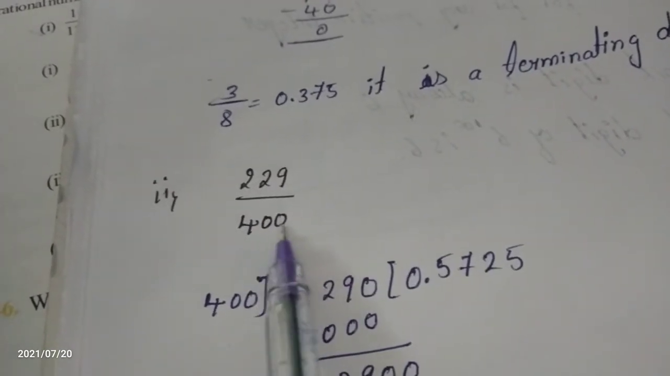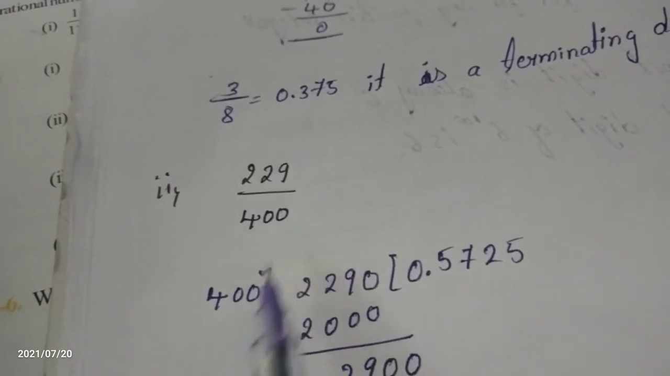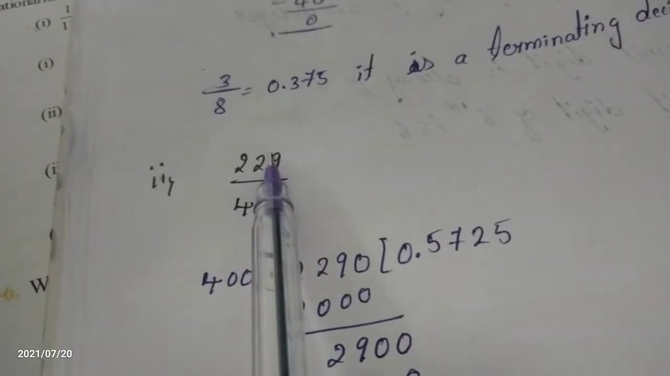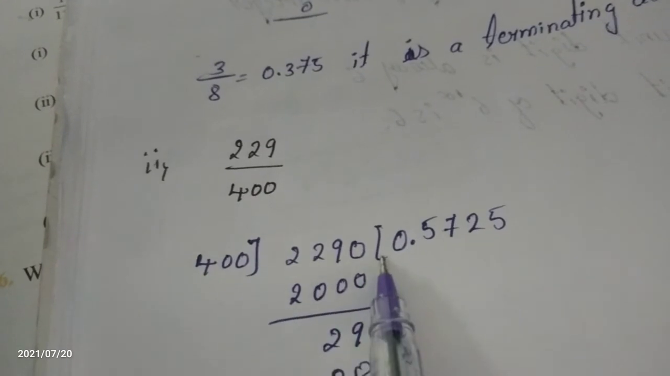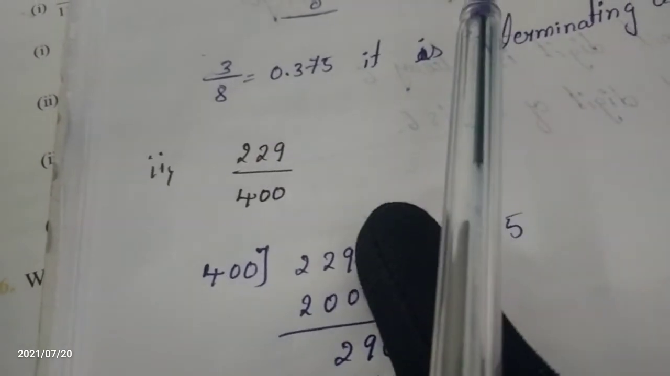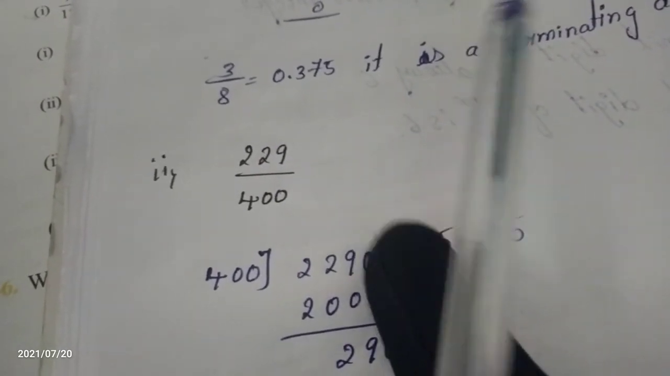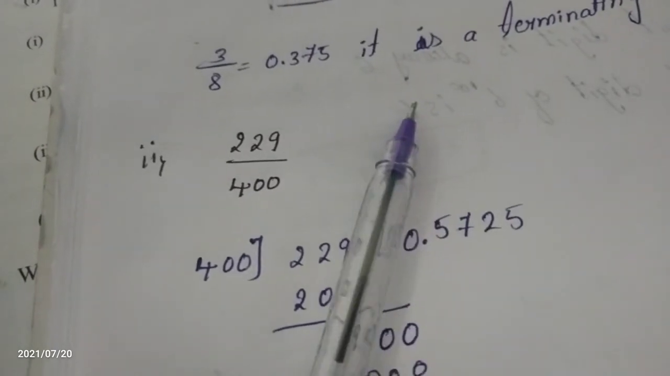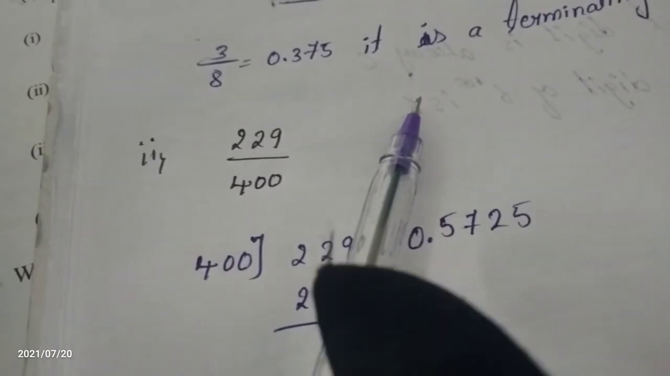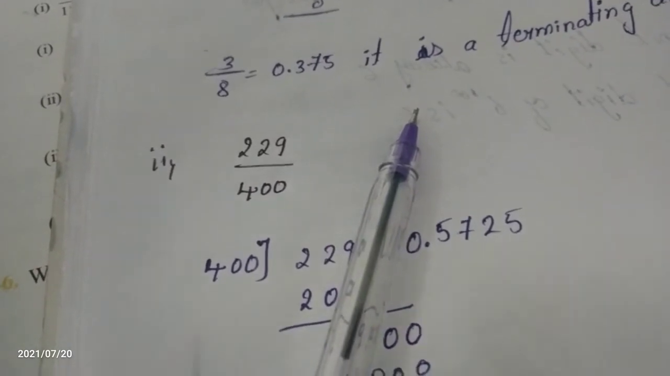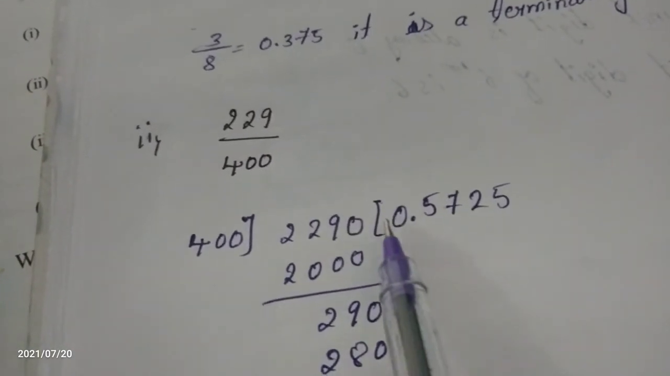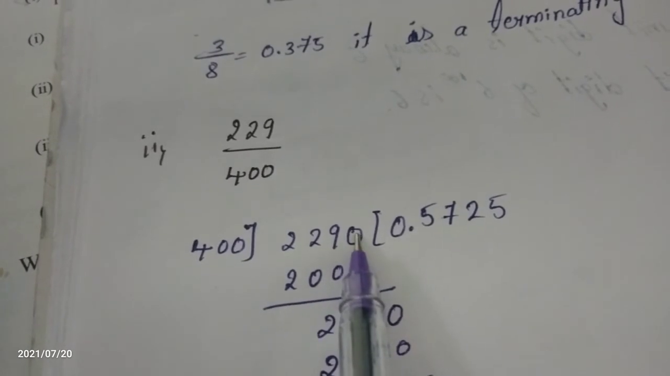The denominator is taken as the divisor and the numerator is the dividend. Okay, 400 is the divisor, and the question we have is 229. Okay, 229 is your question. 229 does not come in 400. What do we have to do? We have to take a 0 point. After taking a 0 point, we can write it as 0.